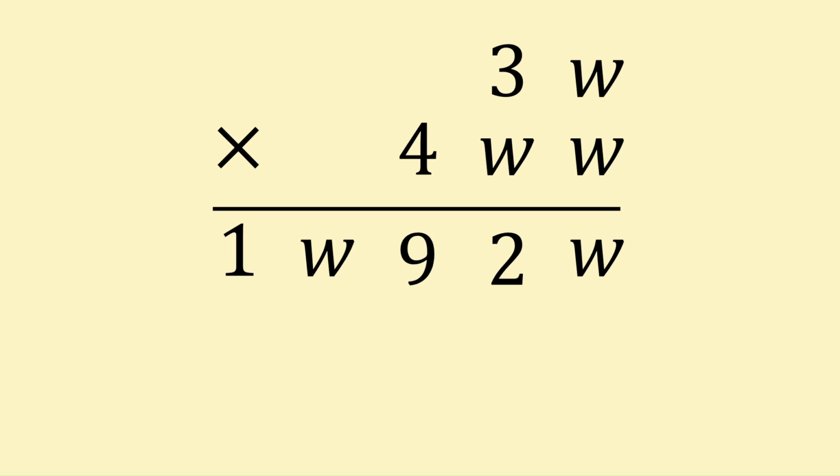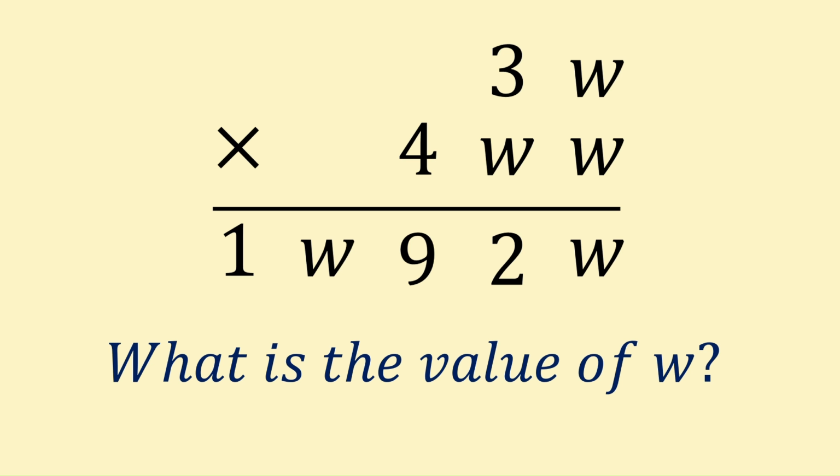Hey guys, this looks like a lot of fun. In this multiplication sum, W represents the same digit every time. What is the value of W? If you want to have a go, pause me here, because I'll start solving in 3, 2, 1.